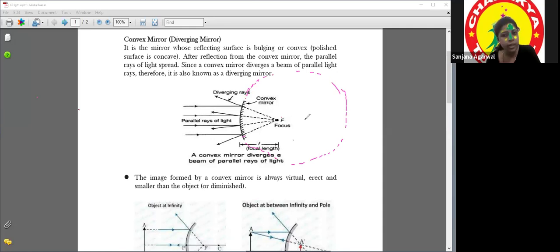Now, like every sphere has a center, this should also have a center point. Let's say this is the center point, denoted by capital C, center of curvature. And similar to the concave mirror, this focus point lies between the pole and the center of curvature. This point is known as the pole, that is the middle point of the aperture of the mirror. You remember what the aperture is? What does this word mean?